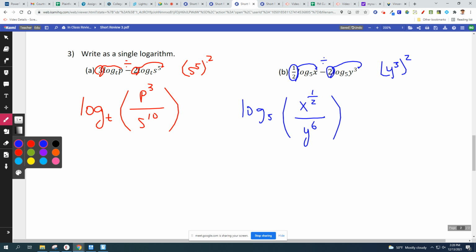Now, I'm going to tell you something that is on the final. It doesn't quite match up with this, but it is the same thing. You need to understand that x to the 1/2 is the same thing as the square root of x. And so they're going to write it on the test in radical notation. And so the answer is going to look more like log base 5 of square root of x over y to the 6th power. So be ready for that.